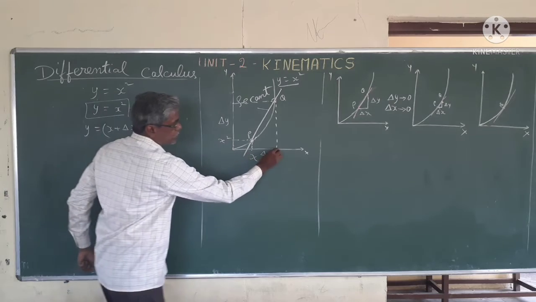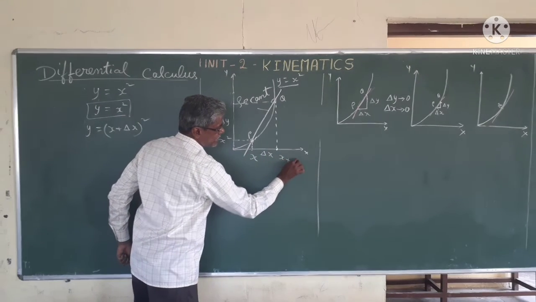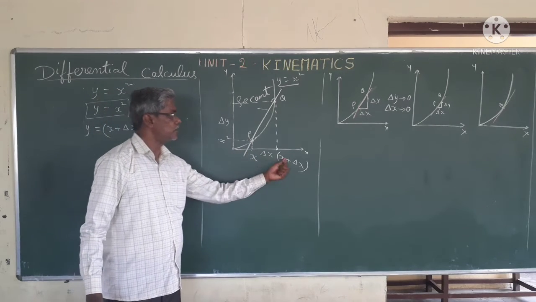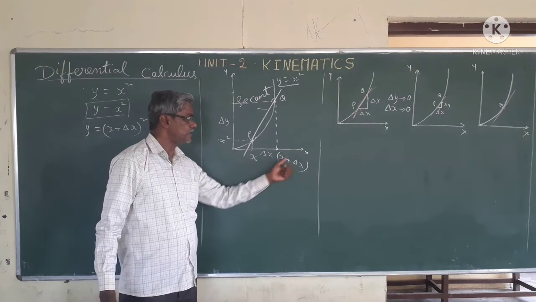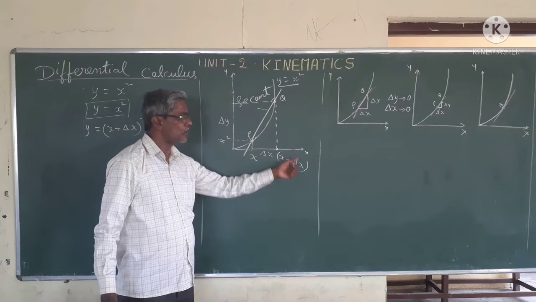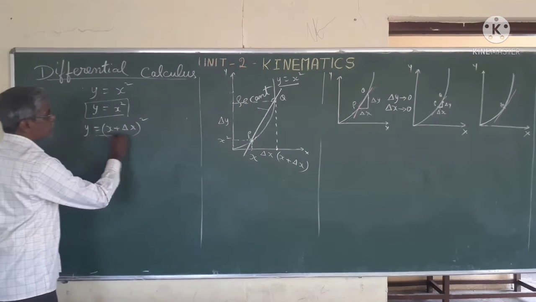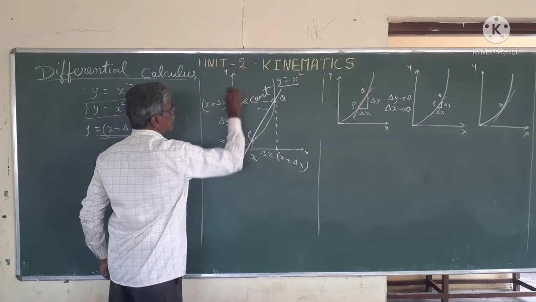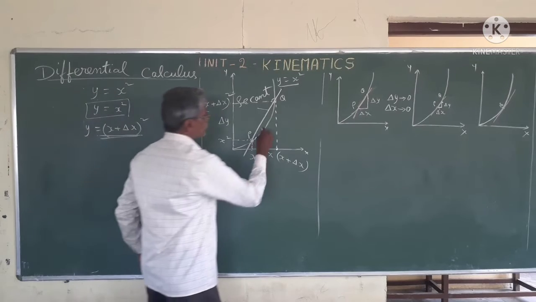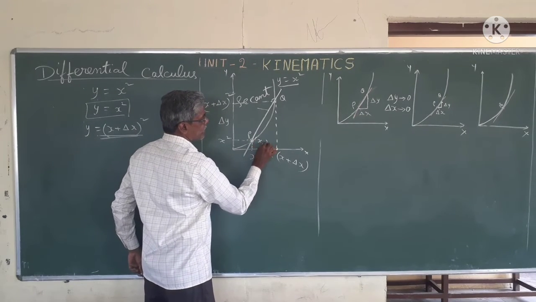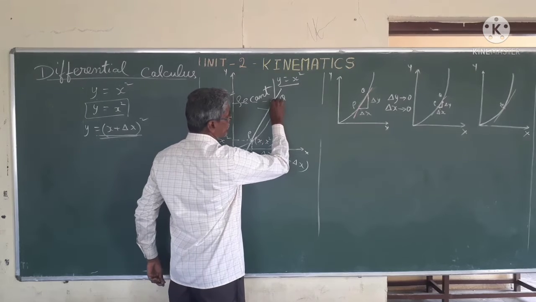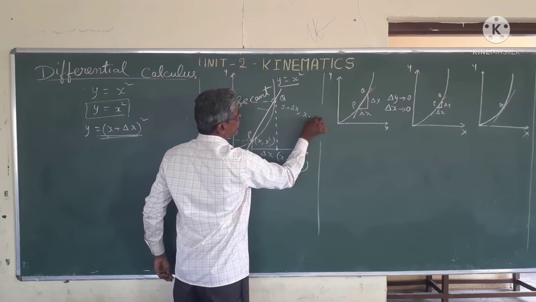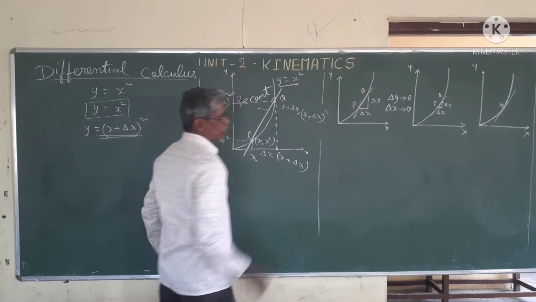So, what is the position here? X plus delta x. This one is x plus delta x. So, the point on this x axis is x plus delta x. For this, what will be the y value? The y value will be equal to x plus delta x the whole square. Clear? Now, here the point is x comma x square. Here the Q point is x plus delta x comma x plus delta x the whole square.